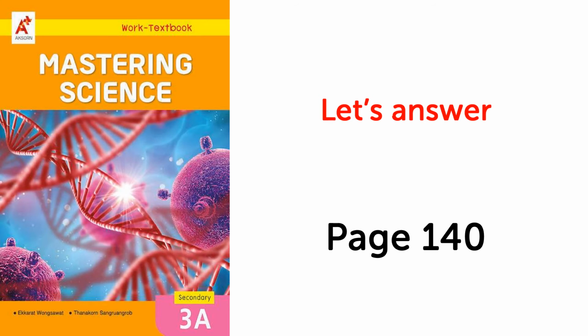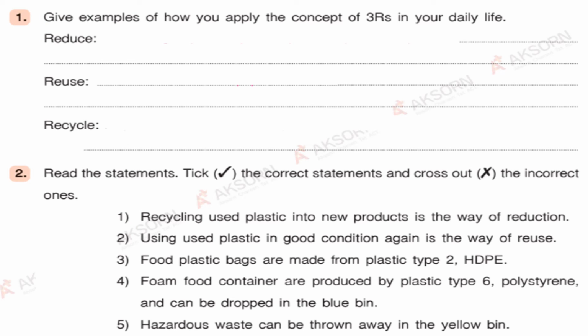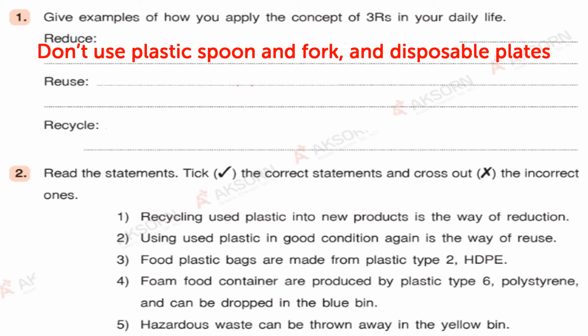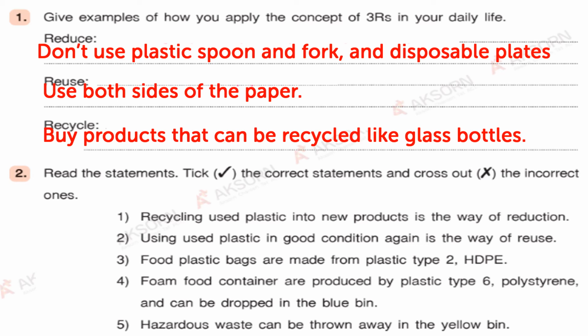Okay, so this time let's answer page 140 of your science book. For number one, give examples of how you apply the concept of 3 R's in your daily life. You can have different answers for this, but as a guide, I'll give you an example. Reduce: I will not use plastic spoon and fork and disposable plates. Reuse: I'm going to use both sides of my paper if there are still spaces. Recycle: I will buy products that can be recycled, like glass bottles.